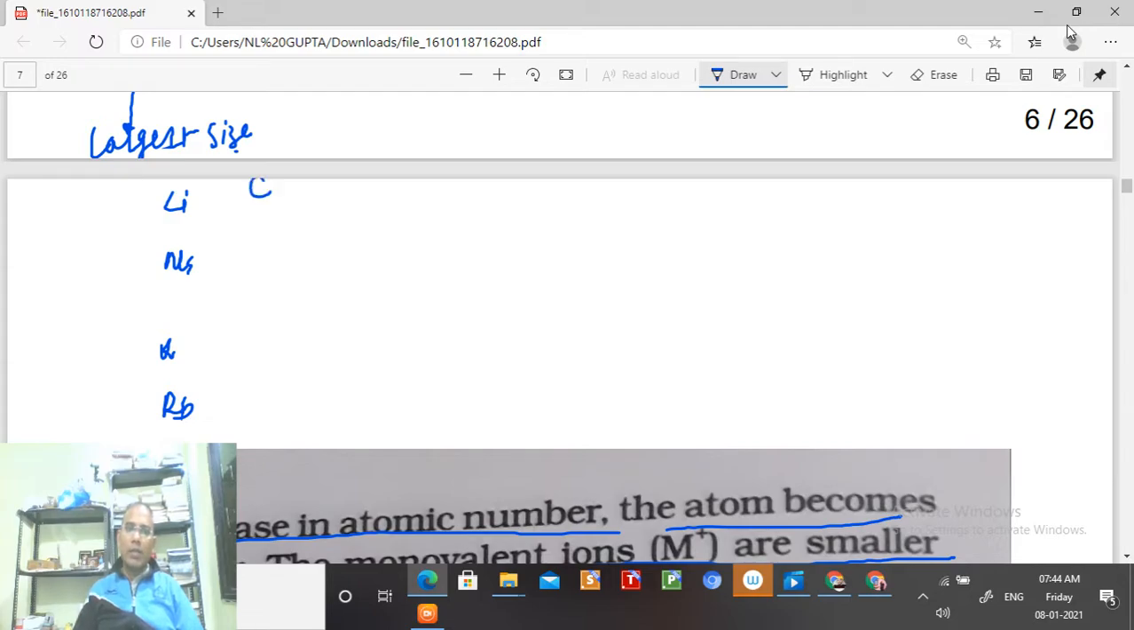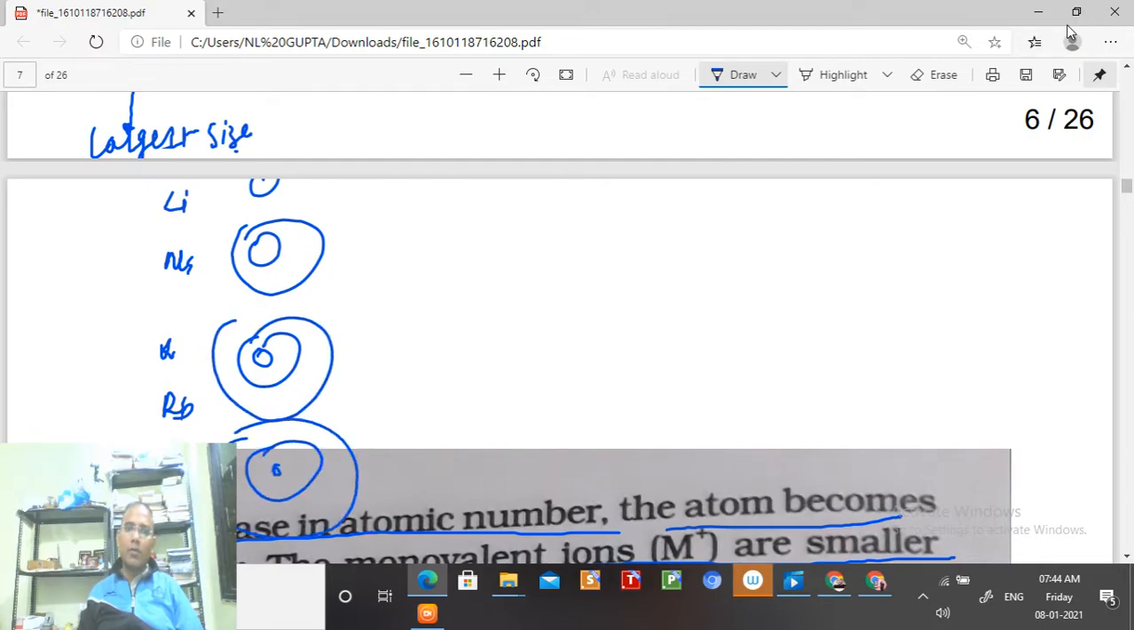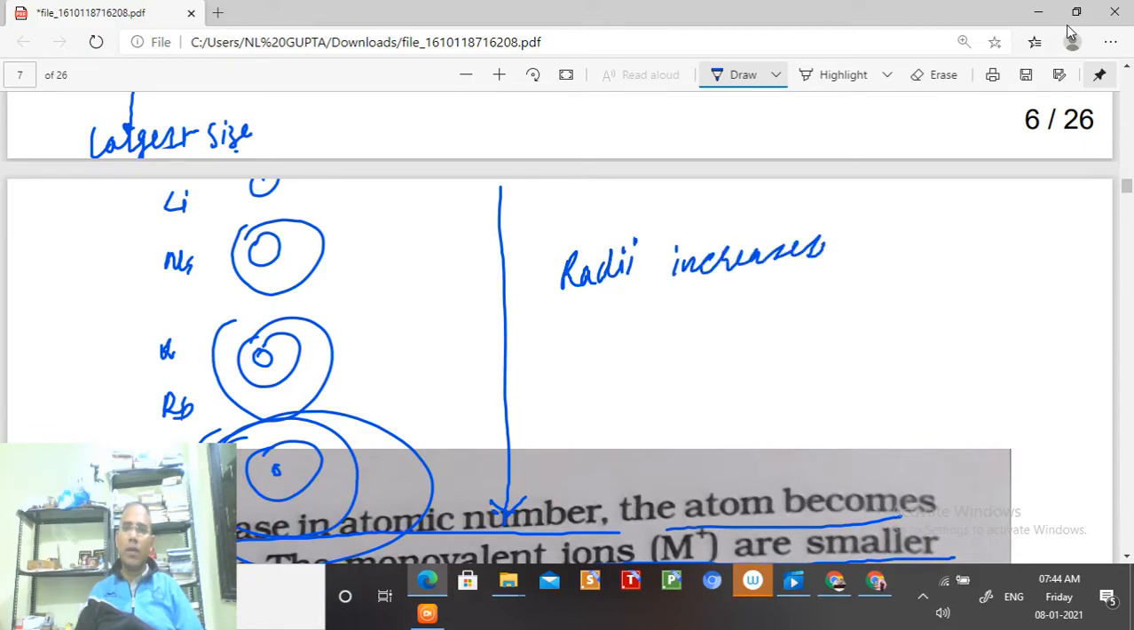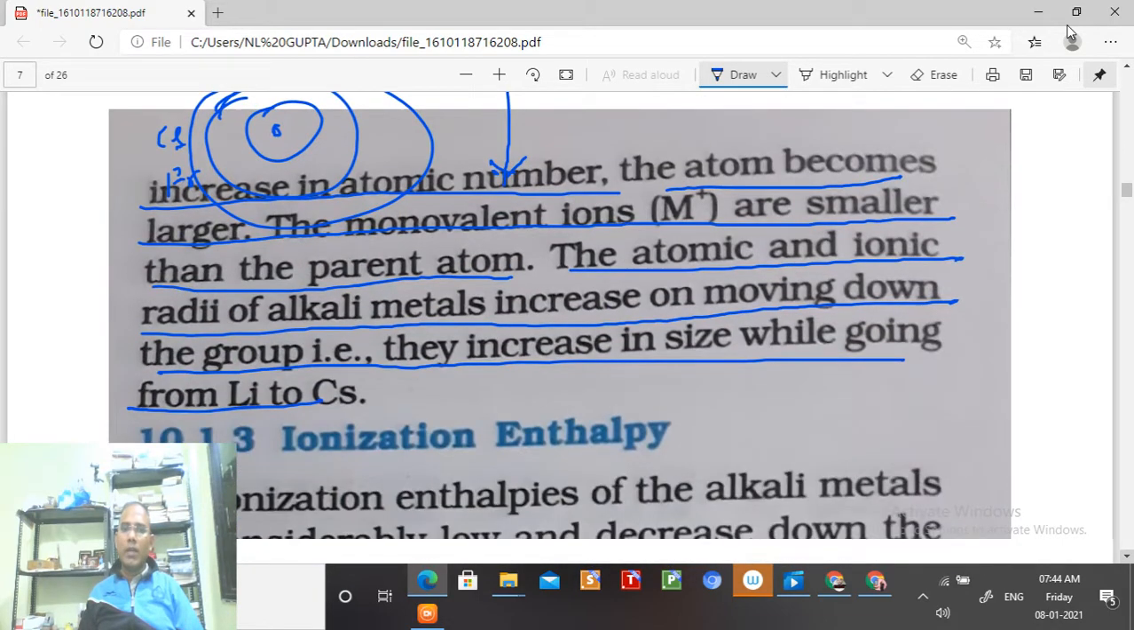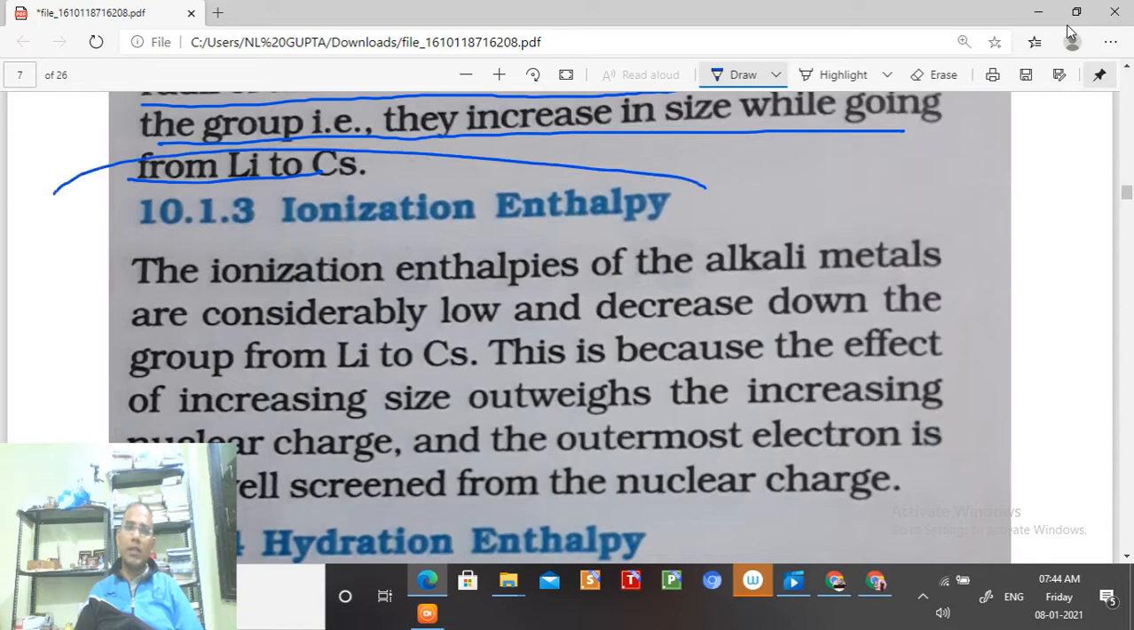So what is there? Here is one shell. Here is two shells. Here is the three shells. So if you are moving down the group, student, the number of shells increases. Number of shells increasing means what, student? That the radii increase. So this is our required answer, student. Let us have a look at the next point, student. The next point is ionization enthalpy.